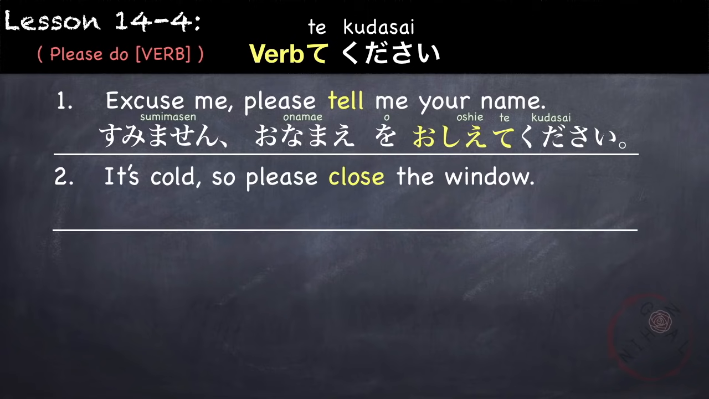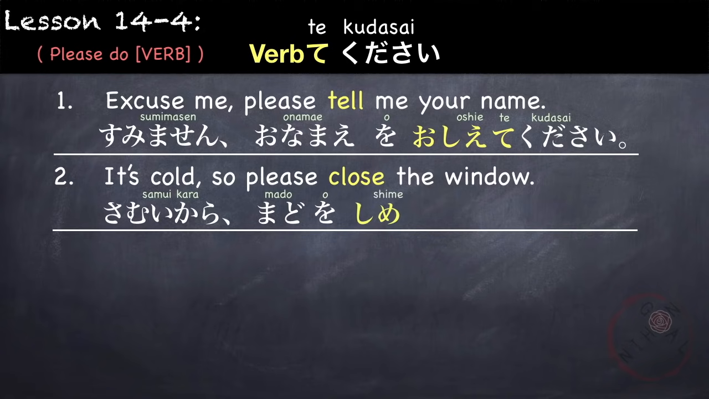It's cold, so please close the window. It's cold is 寒いから. So, please close the window. Window is 窓. 窓を close is 閉めます. We remove ます and replace that with て. 閉めて. Followed by please. ください. 寒いから窓を閉めてください.